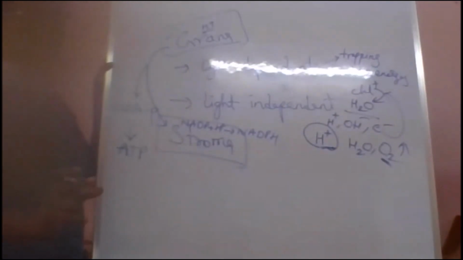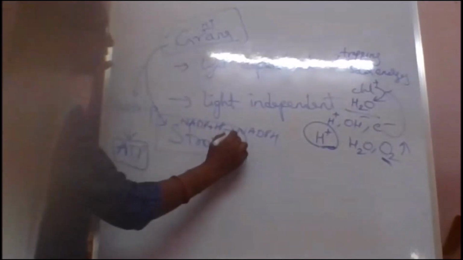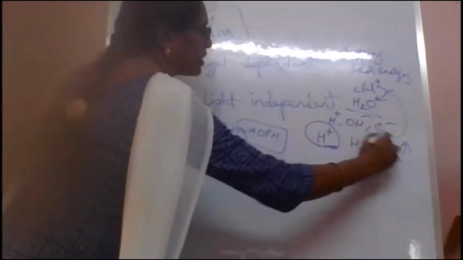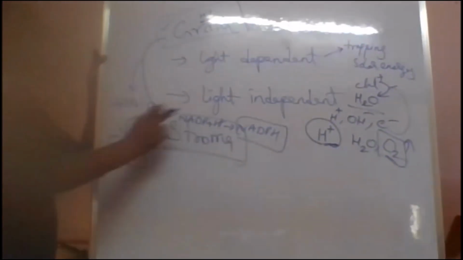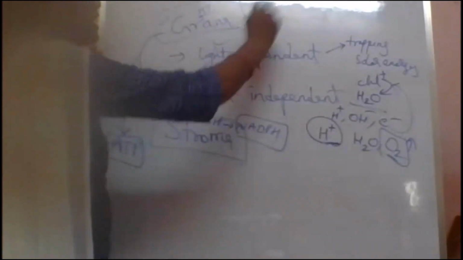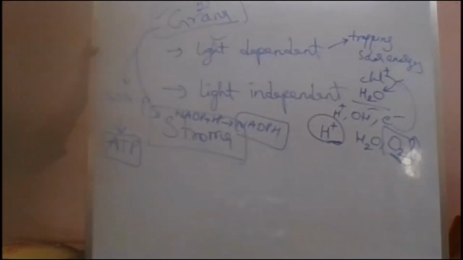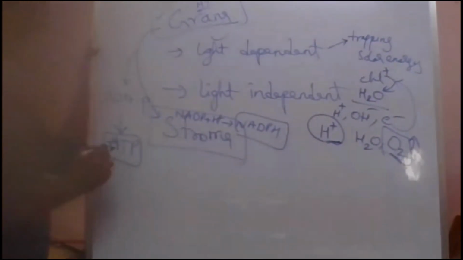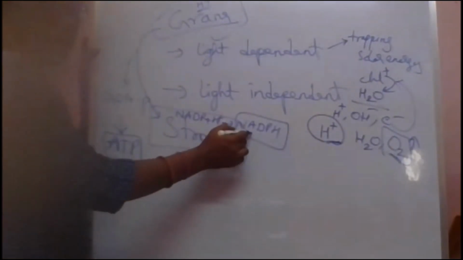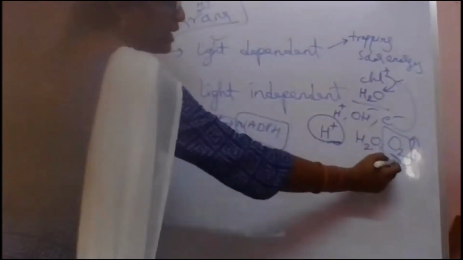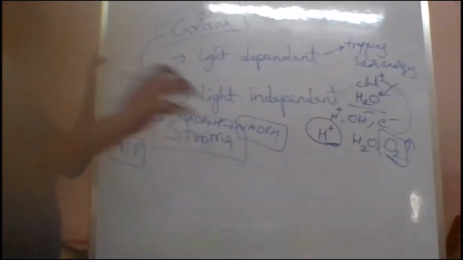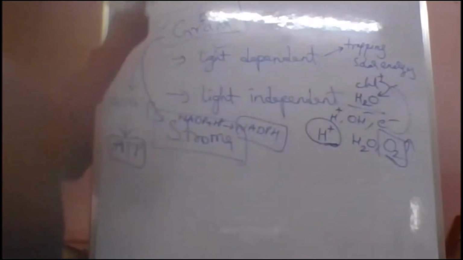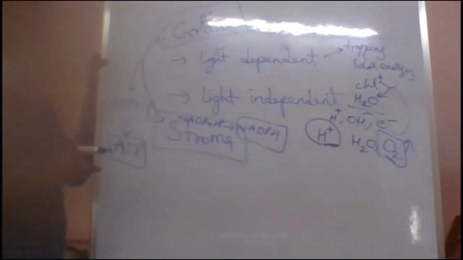So now at the last, what are formed here? ATP, NADPH, and oxygen. These are the products of the light dependent reaction. One is ATP, second is NADPH, and third is oxygen. So these are the three. This oxygen is liberated out, again through the stomata.